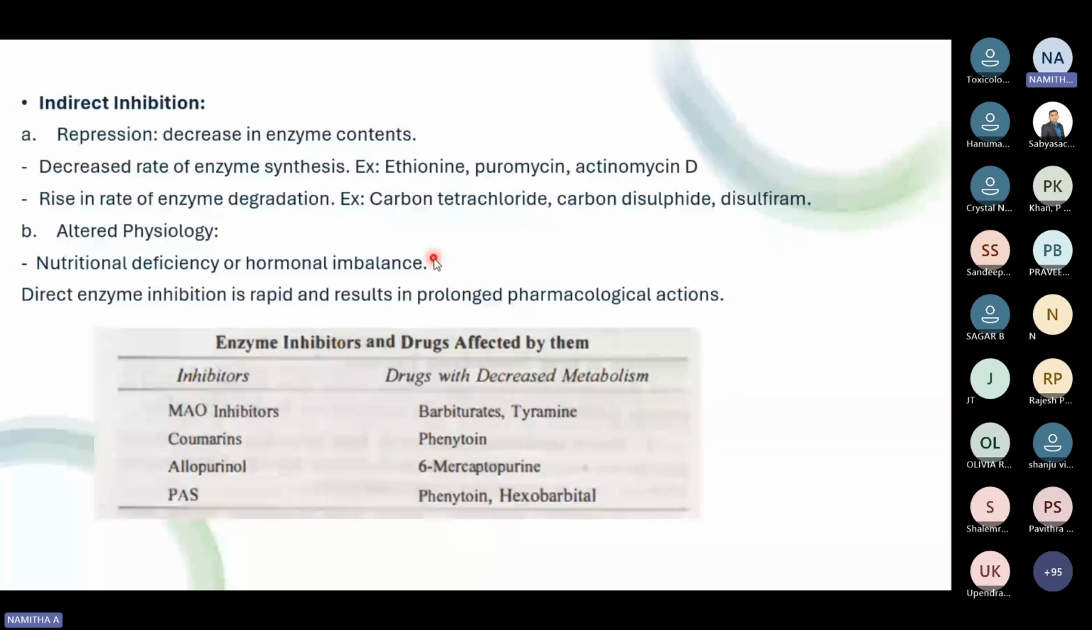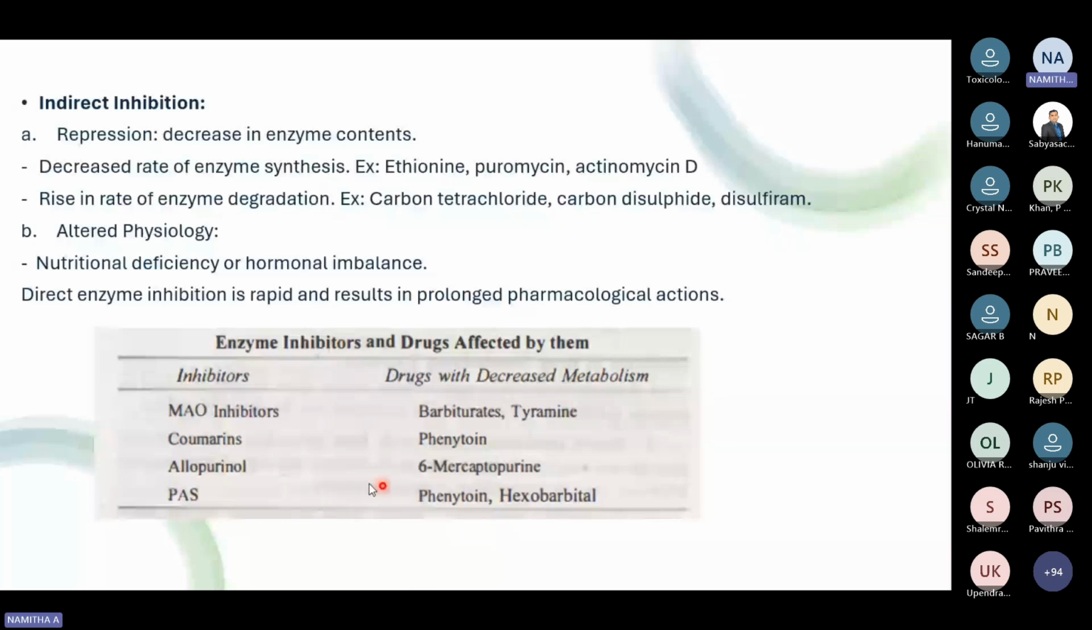Direct inhibition is rapid and results in prolonged pharmacological actions. Some examples of enzyme inhibitors and the drugs with decreased metabolism: when MAO inhibitors are taken, barbiturates and tyramine metabolism get decreased. When coumarins are taken, phenytoin metabolism is decreased. Allopurinol decreases 6-mercaptopurine metabolism. And when PAS is taken, phenytoin and hexobarbital metabolism is lowered.